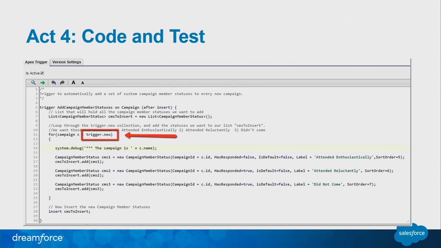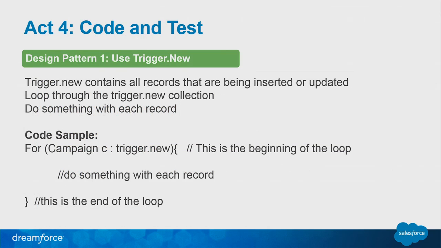Wait a second. All of the campaign records? I thought we were just creating one campaign. Yeah, but think about a data import. When you upload a bunch of new campaigns with the data loader, Oh, right. I hadn't thought of that. Pretty much every trigger will follow some version of this pattern. Using trigger.new or the trigger.old collection, looping through the collection, and doing something with the records in the collection.